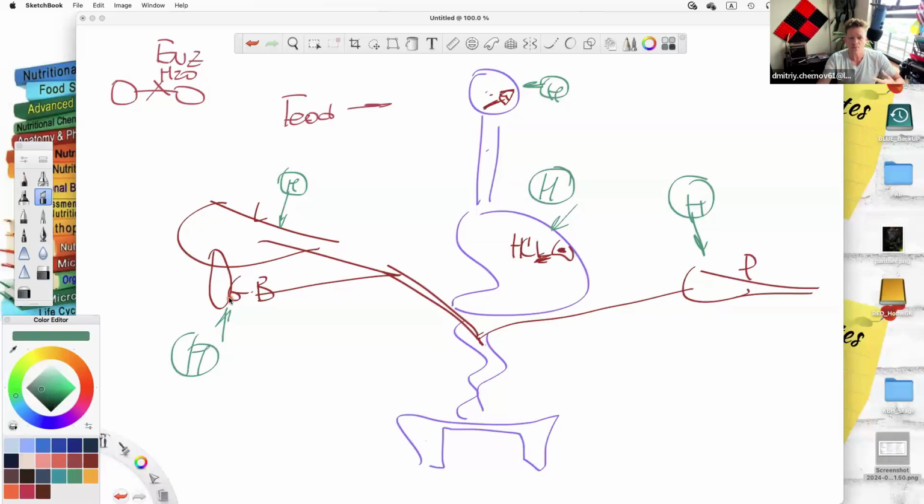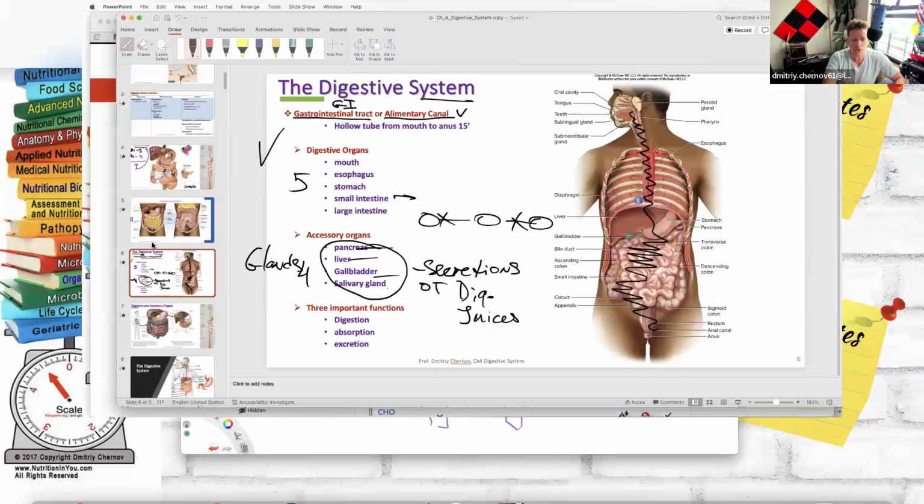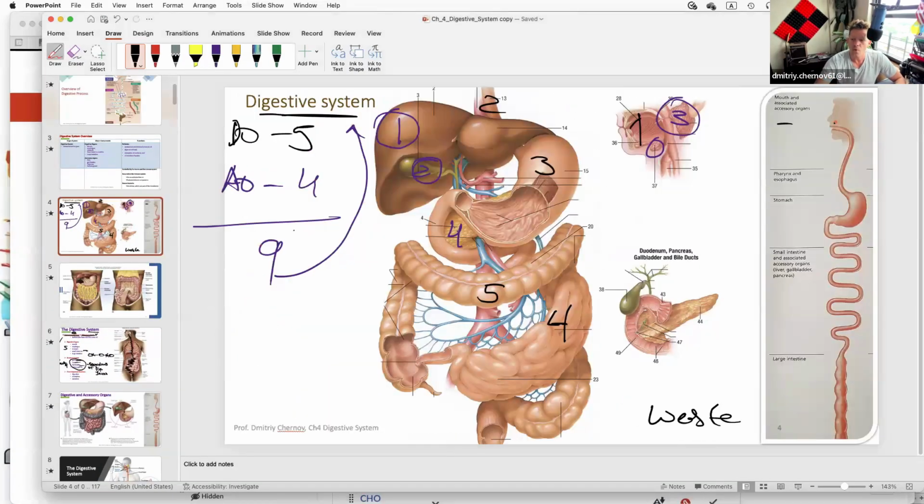So when the chemicals are being released, then we can actually speed up movement, transit time. What is transit time? What is movement? When the food passes, it's called transit time, because it's a canal, from point A to point B. So the food is being passed. So the hormones can speed up or slow down transit time.